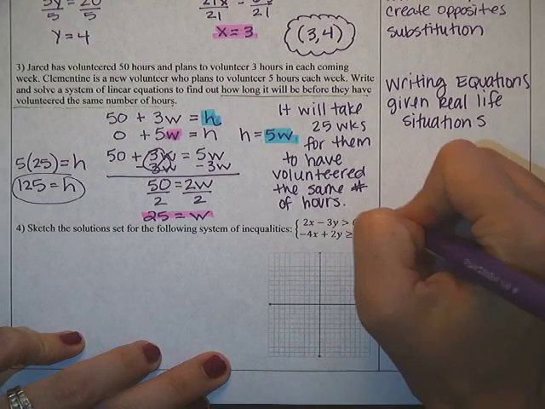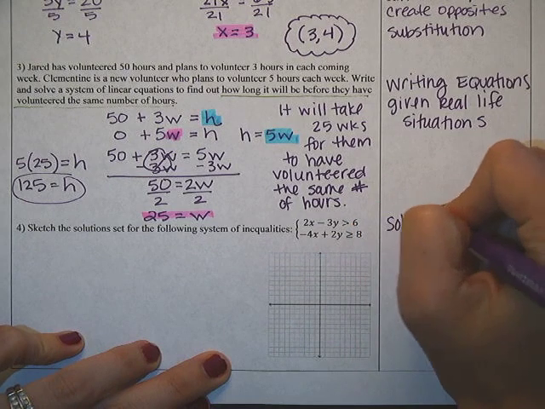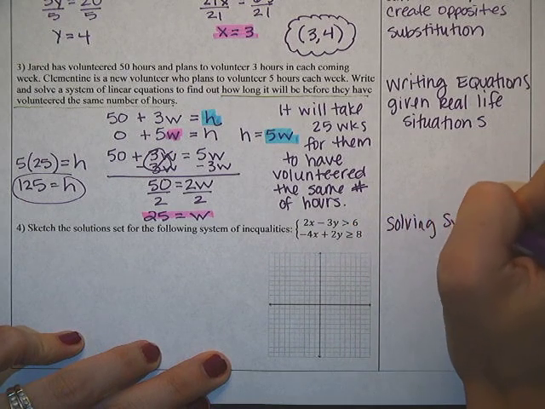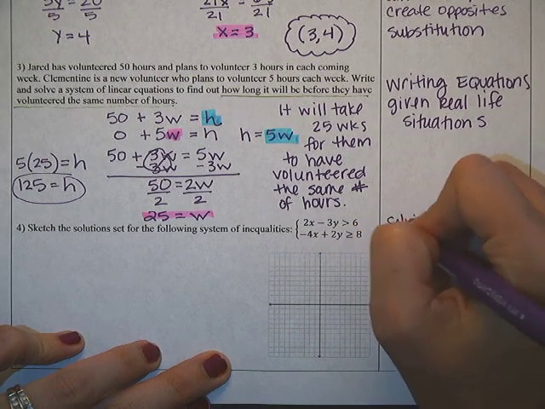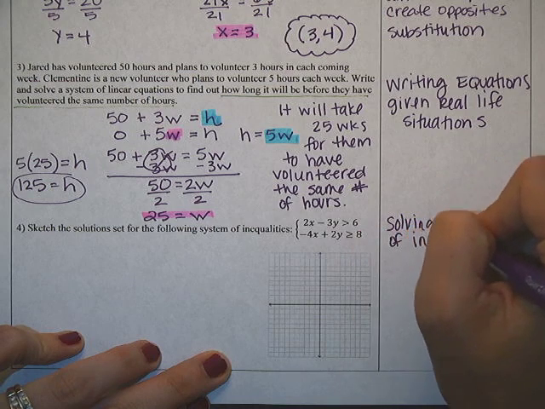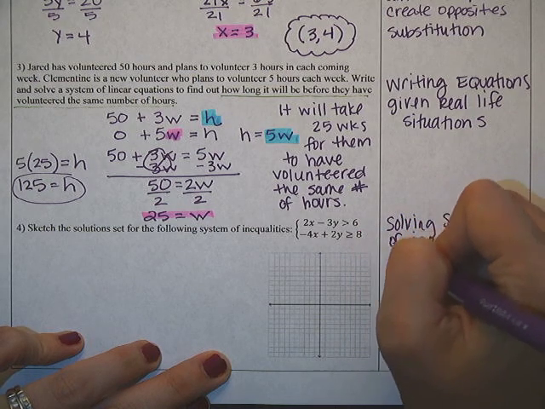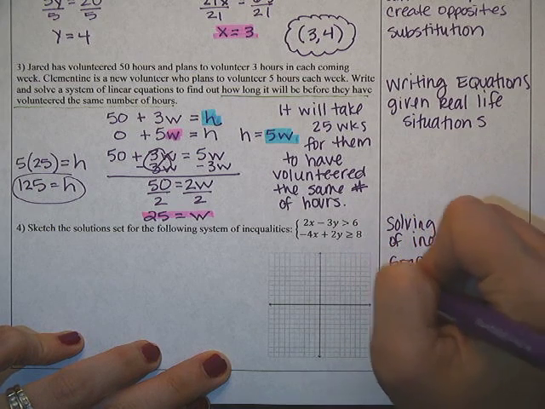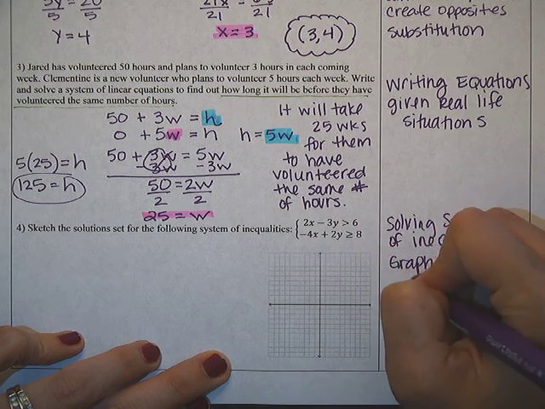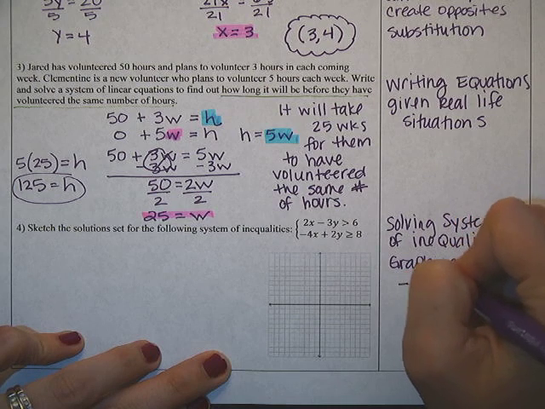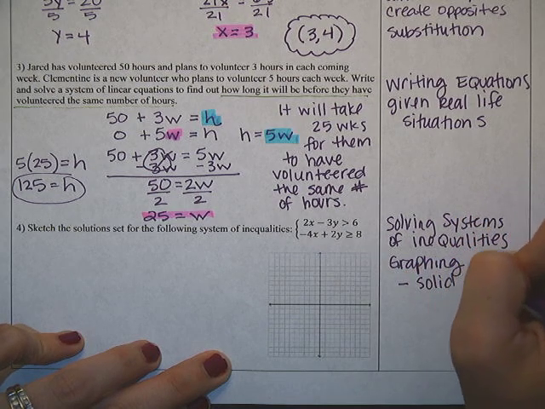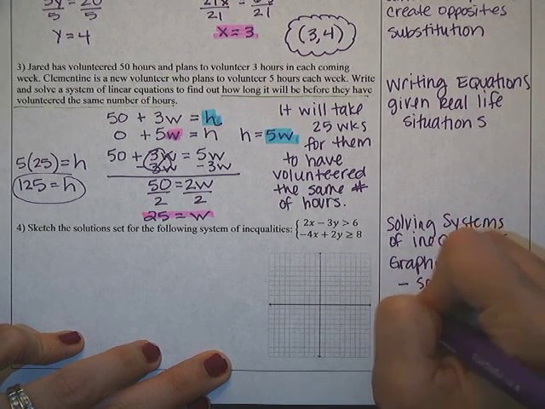So let's go ahead and write solving systems of inequalities. Now you have to graph them. And you have to determine if you're going to have a solid or dashed line, and if you're going to shade up or down.